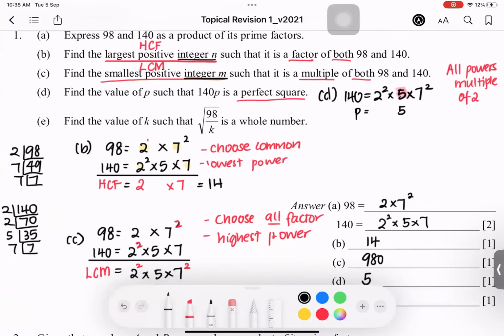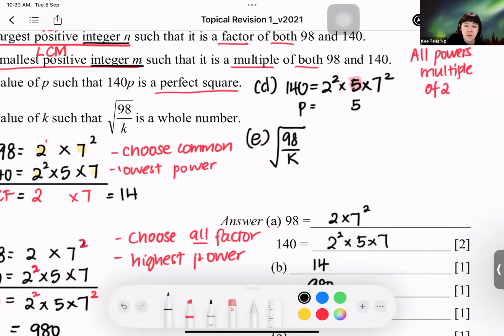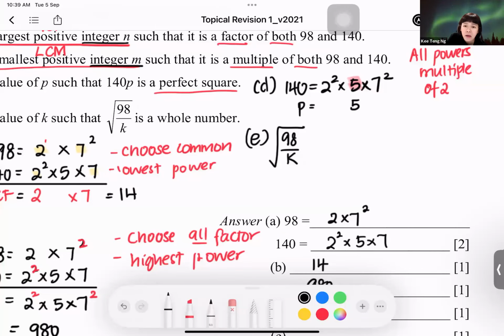Okay. Next one, part E, find the value of K such that square root of 98 over K is a whole number. Now, when you square root a number, if you can take a square root of a number and it's a whole number, it means 98 divided by K is a perfect square. If 98 divided by K is a perfect square, meaning all the powers must be multiple of 2 as well. So what is 98? 98 is made up of 2 times 7 squared. How do I know this? I get it from here, right? So 98 is 2 times 7 squared.